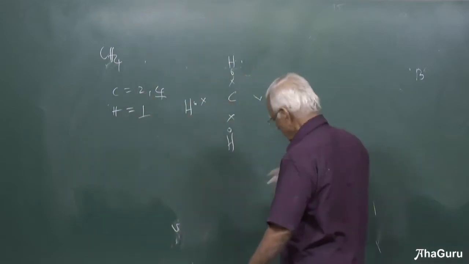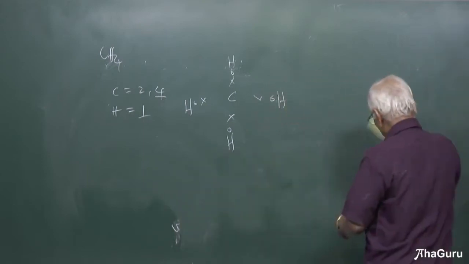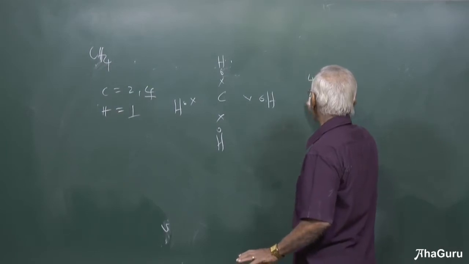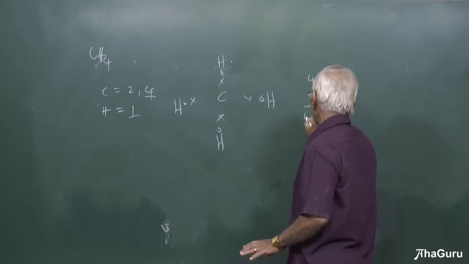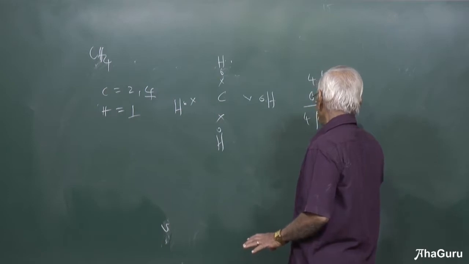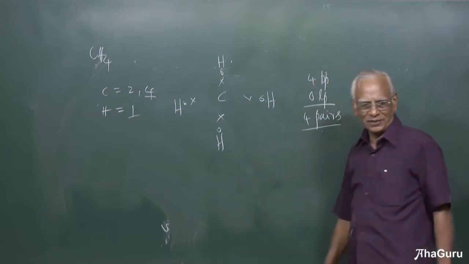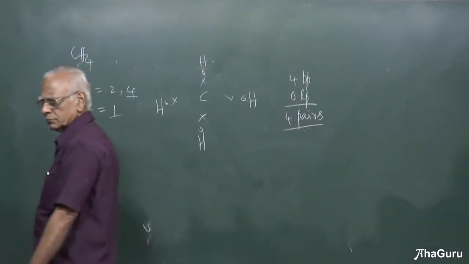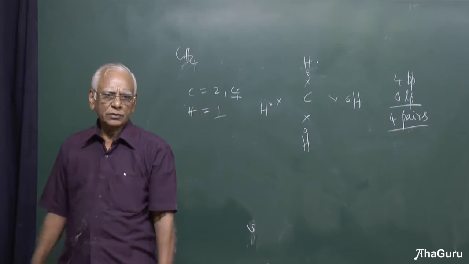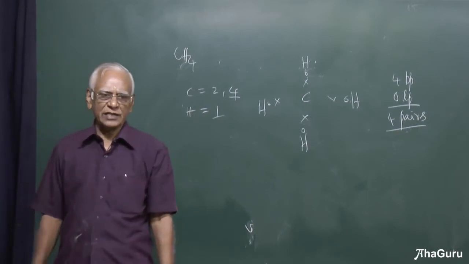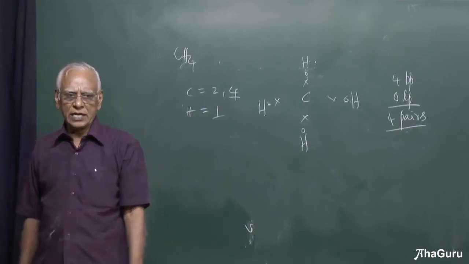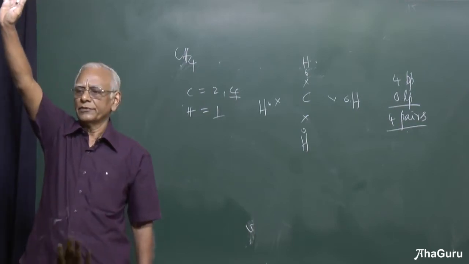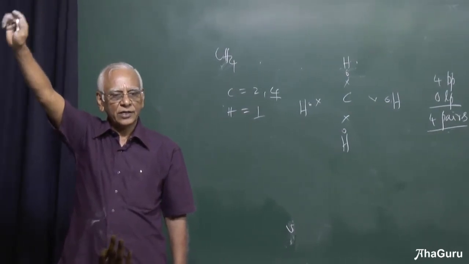Good. What should you consolidate now? 4 bond pairs and 0 lone pairs. So totally 4 pairs of electrons. Straight away I will ask you the question. Therefore, the bond angle between any two hydrogen atoms is 90. How many of you say 90? Wonderful, but that is not the answer.